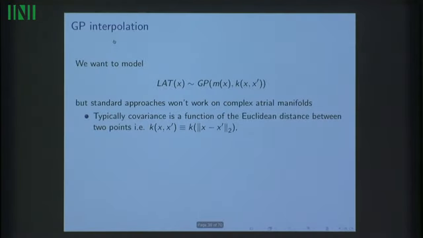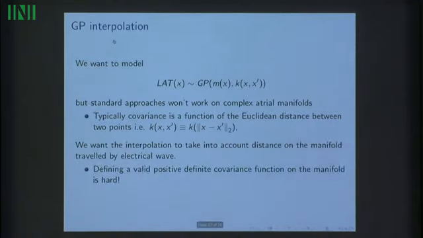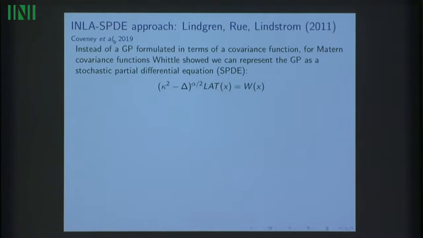So Tad talked about this yesterday. We've got this local activation time, which varies over the surface of the heart, and ideally we would like to model this as a Gaussian process. But the problem with doing this is that we're working on this complex domain, on this atrial manifold. It's a non-Euclidean space. And typically, for Gaussian processes, we work in terms of Euclidean distances, and we can't do that on this complex manifold. So what we do instead is this SPDE approach, the stochastic partial differential equation approach, which goes back to Whittle originally.